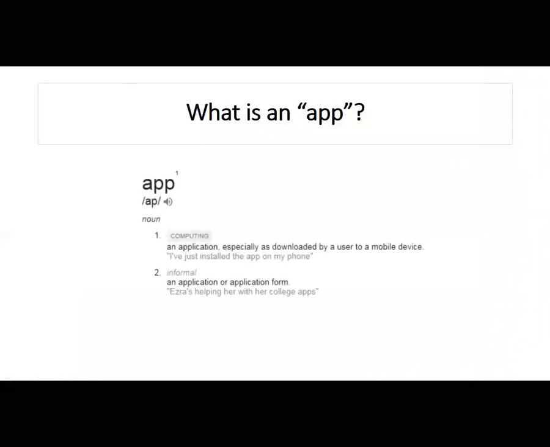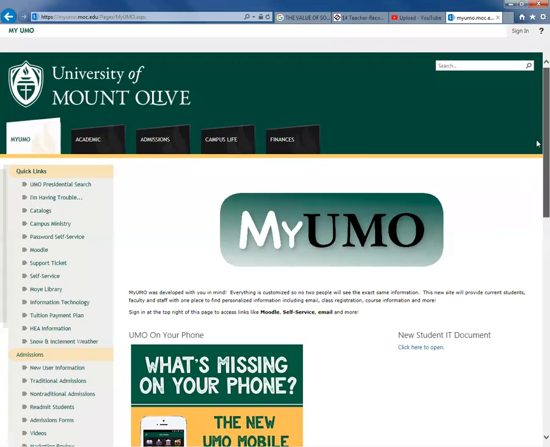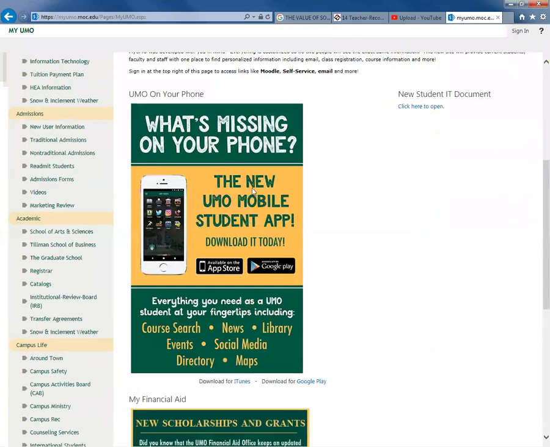If you don't know what an app is, an app really is an application, especially as downloaded by a user to a mobile device, like your phone is a mobile device. We offer an app here at Mount Olive. If you go to our main web page from MyUMO, you'll see that we're actually advertising for you to download the new UMO mobile student app. And this allows you to connect, and you'll see social media is there, a library, it gives you maps, it's very interactive. So even we here at UMO recognize that all students benefit from being connected using the UMO mobile student app. You can encourage that in your own students by downloading certain apps.